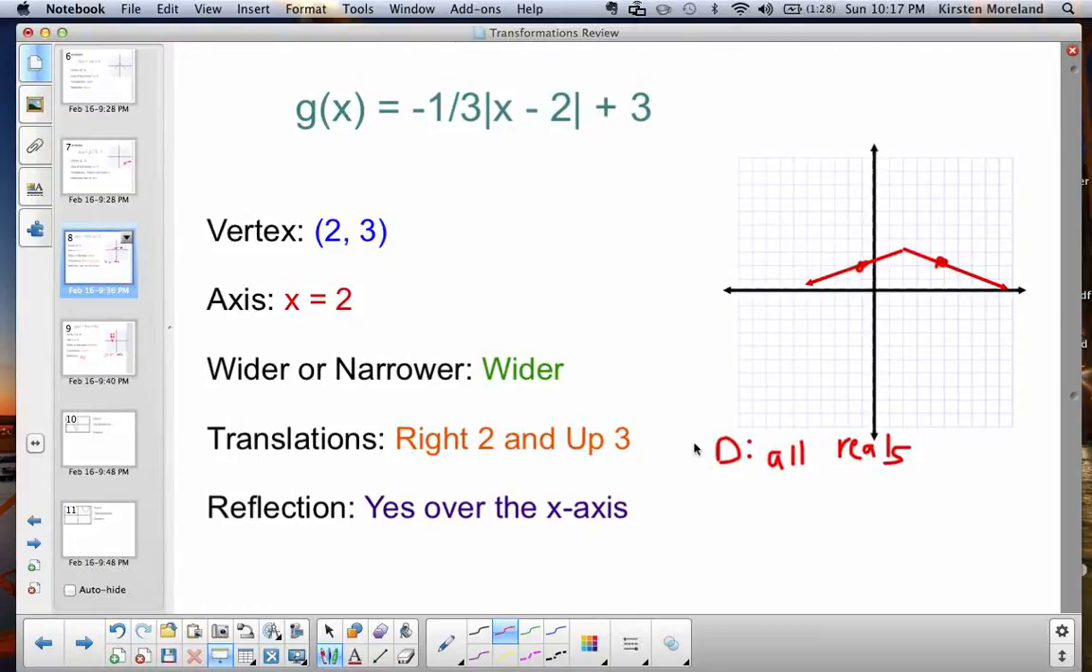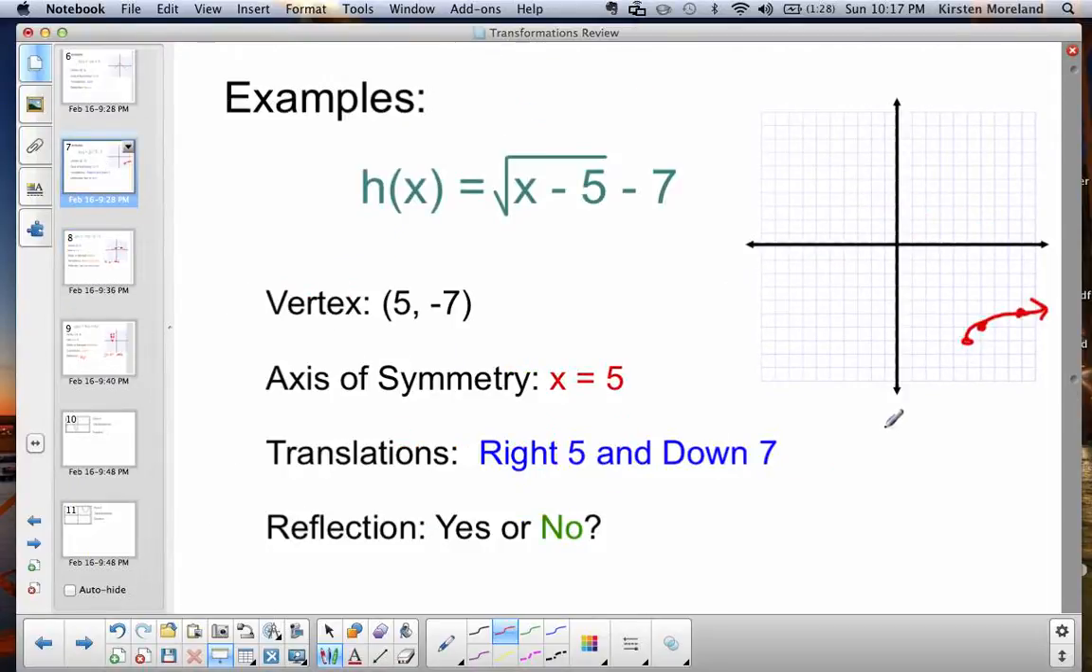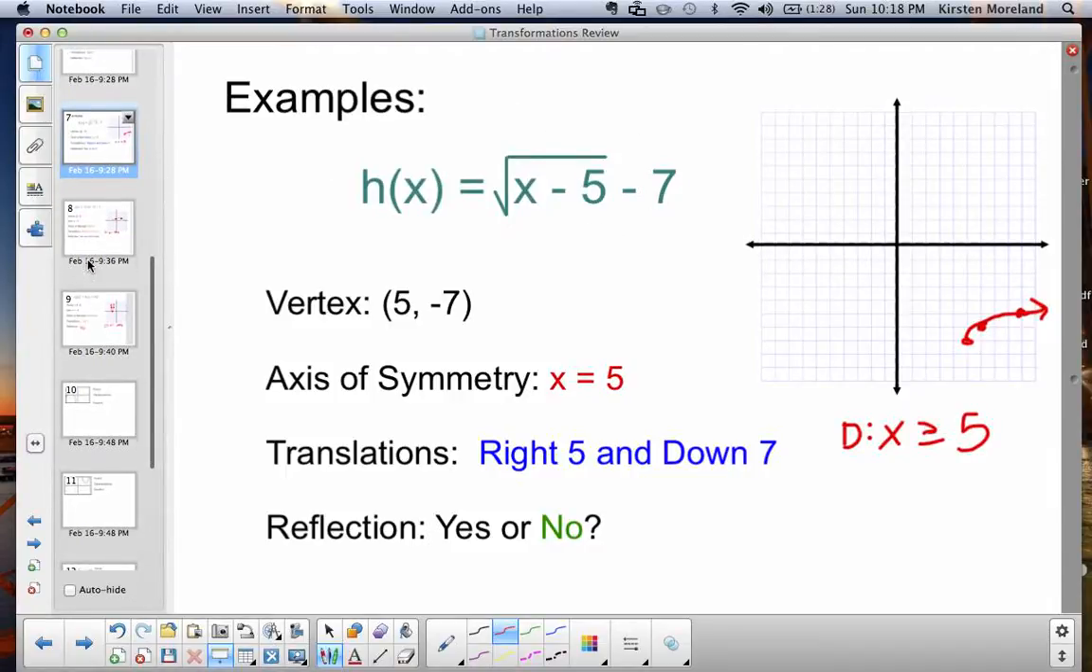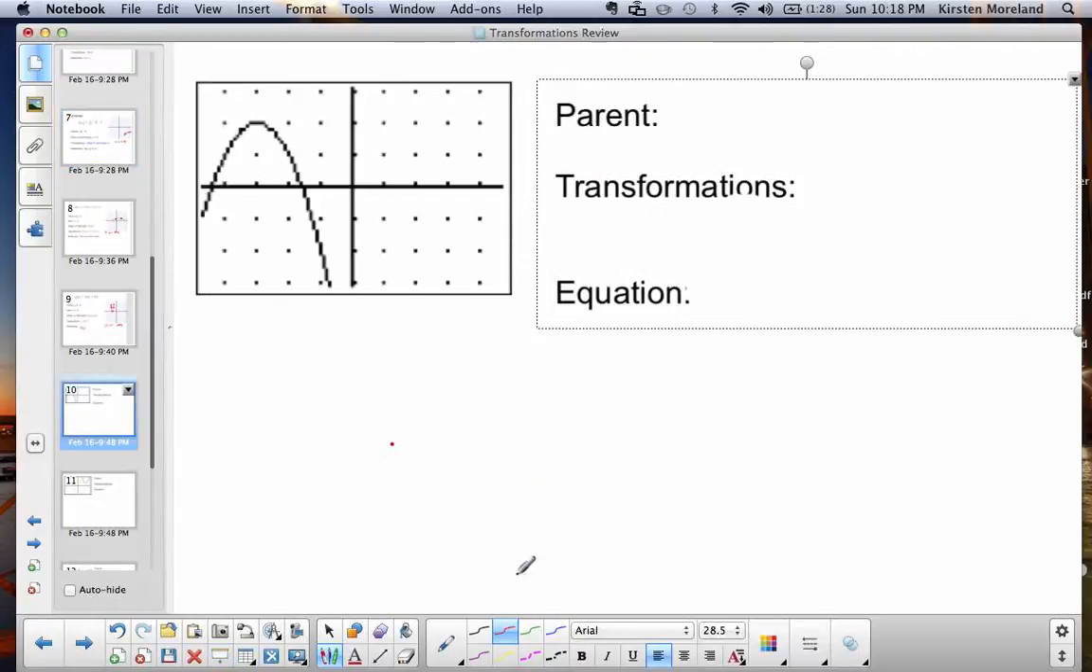But the domain of a square root always starts at a point, so the domain of this one would be x is greater than or equal to 5. It does not get any smaller than that because we cannot take the square root of a negative value. So we'll focus more on this in class tomorrow, but I just wanted to touch on bringing you back to domain and range. Now we're going to start writing some equations from graphs.